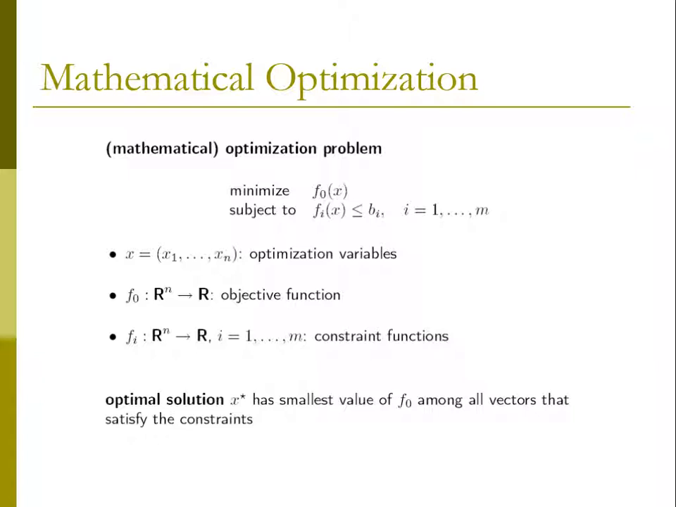A vector x bar is called optimal, or a solution of the problem, if it has the smallest objective value among all vectors that satisfy the constraints.